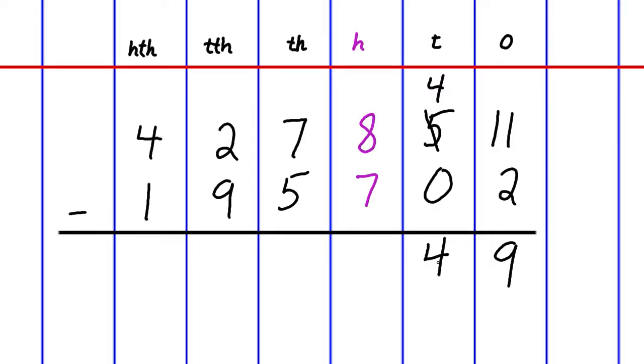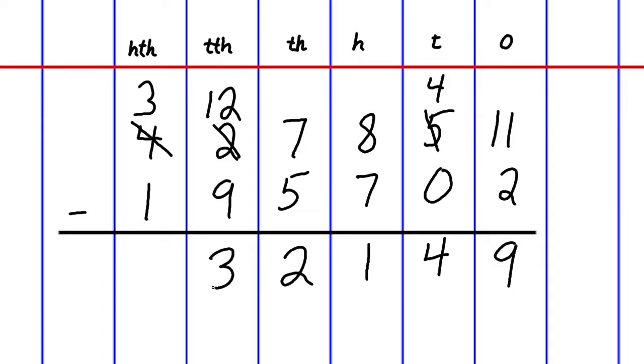Do we need to regroup in the hundreds column? No. 800 minus 700 equals 100. We don't need to regroup in the thousands place, so 7,000 subtract 5,000 equals 2,000. What about the 10,000s place? We do need to regroup here. So take 100,000 and regroup it to 300,000 and 10 10,000s. Now there are 12 10,000s and we can subtract 9 10,000s from that, leaving 3 10,000s.